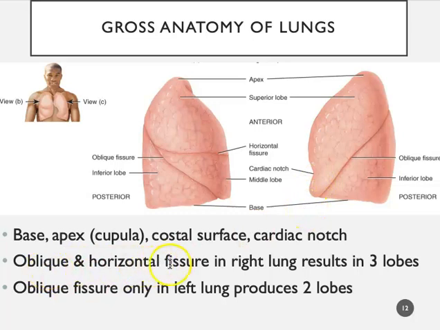There's an oblique and horizontal fissure. So you can see an oblique because it's at an angle, and then horizontal because it's pretty much going straight across. And then just an oblique fissure on the left.